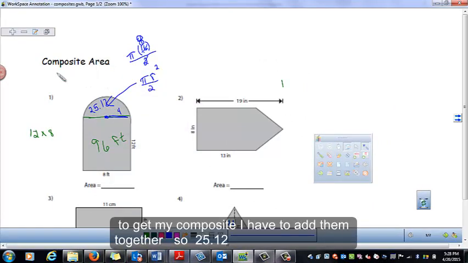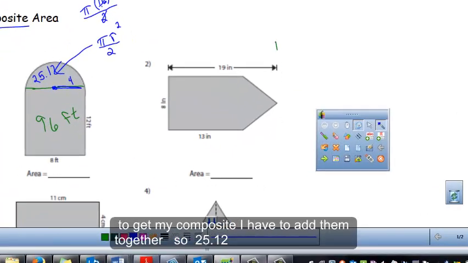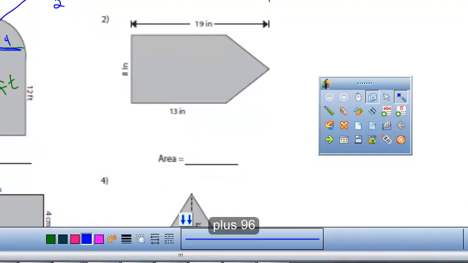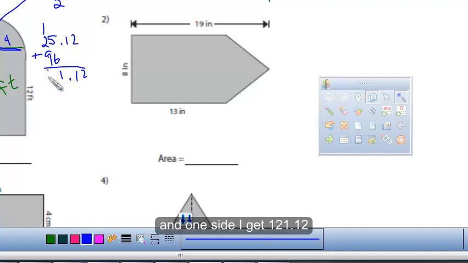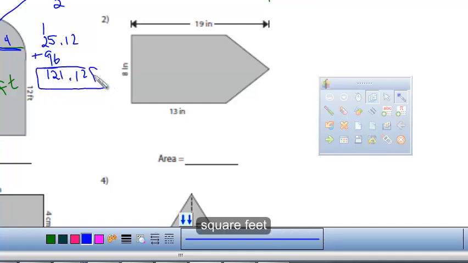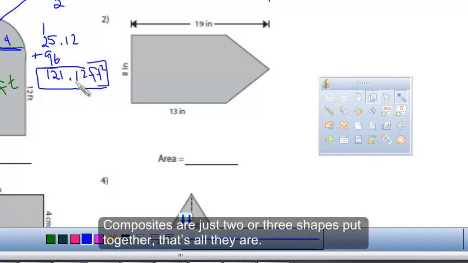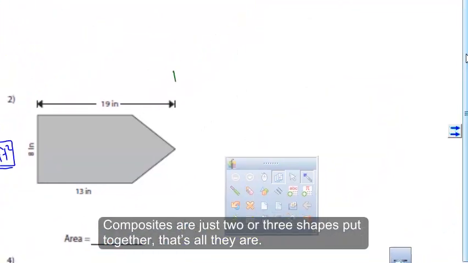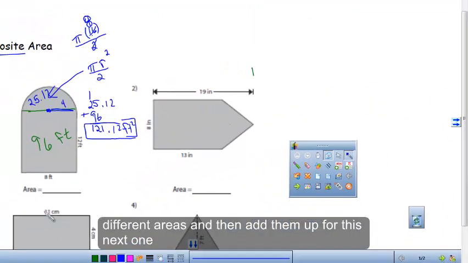So then to get my composite, I have to add them together. 25.12 plus 96, and it looks like I get 121.12 squared feet. Composites are just two shapes or three shapes put together. That's all they are. You just have to find different areas and then add them up.